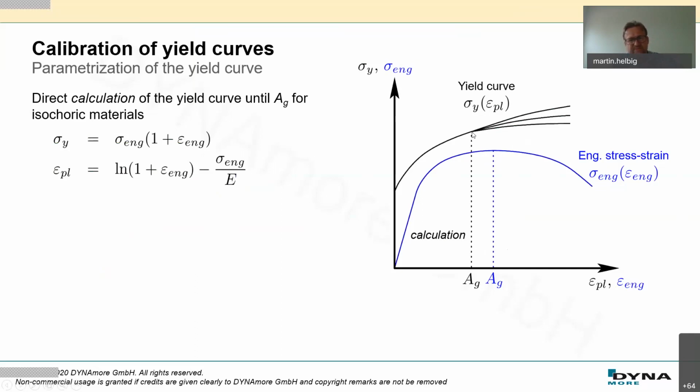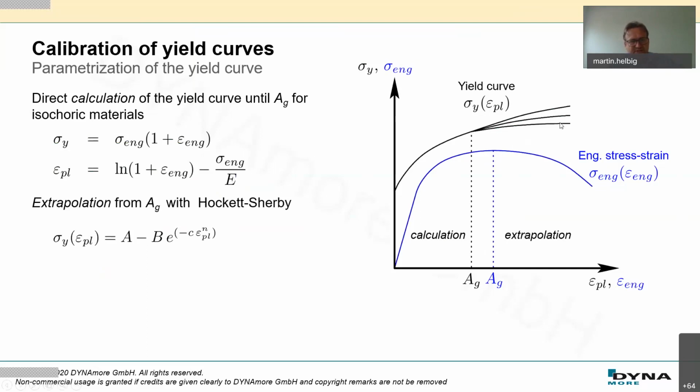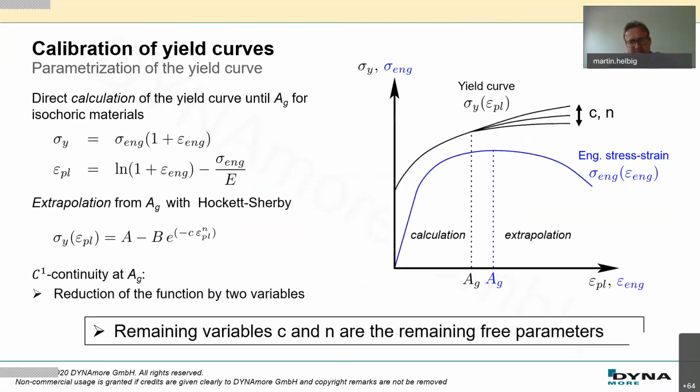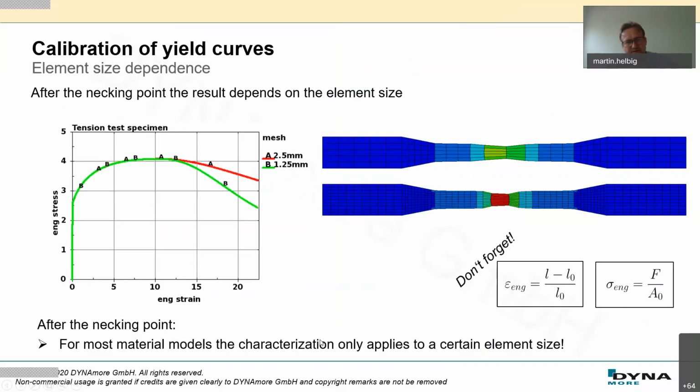And after that point, you start to extrapolate, depending on which formulation you use. Here, for example, the Hockett-Sherby. But you have to consider at this point here that you have a C1 continuity at HE. This means your Hockett-Sherby equation here is reduced to two parameters. You need the parameters A and B for this C1 continuity, and you only have to find out the right set of the remaining parameters C and N. And that's the way more or less to get your yield curve from tensile tests.